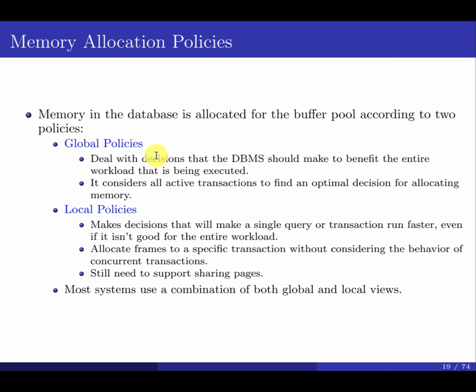The local policy makes the decision based on what? What makes the single query or transaction run fast. So I don't care about the others, I just care about this transaction. Try to do the best in order to help this query work fast. Okay?